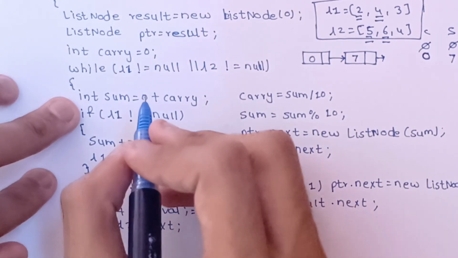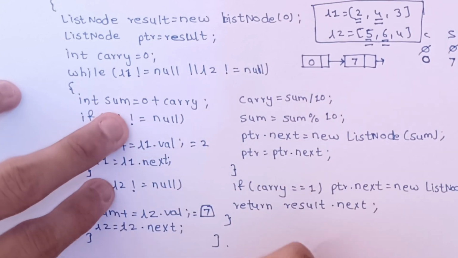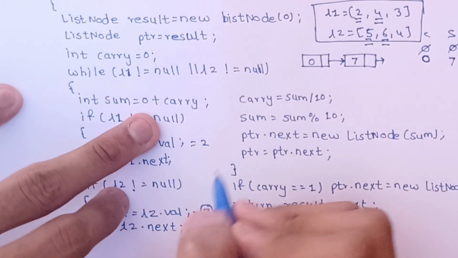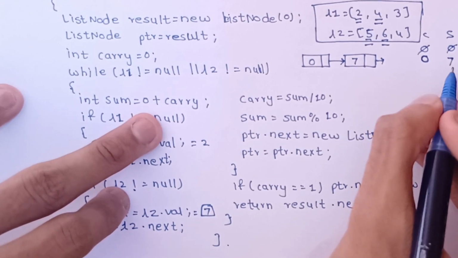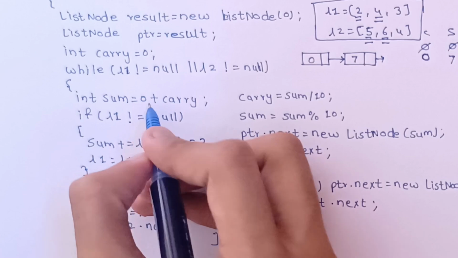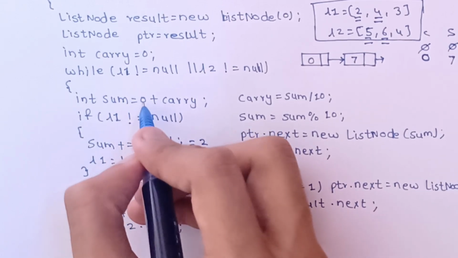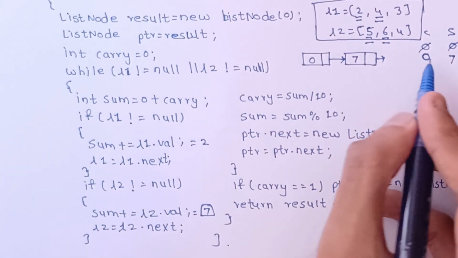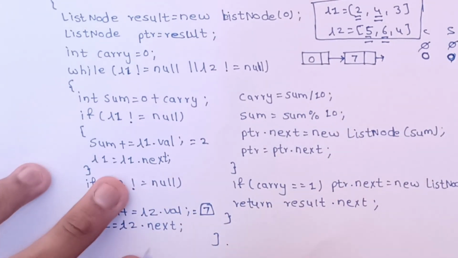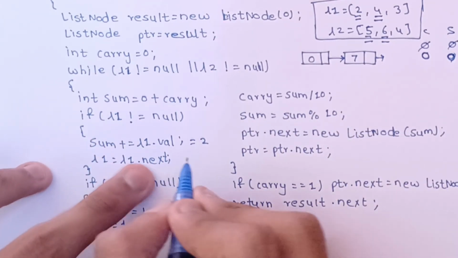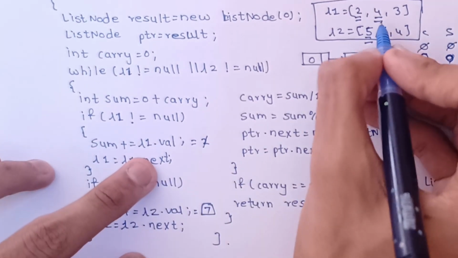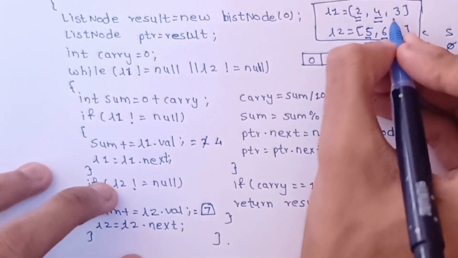Now once again I will tell you that sum is equal to 0. Sum 0 plus 0 is 0, carry is also again 0, right? Carry is here 0, and sum is 7, but we do not take sum 7. Why? Because sum is equal to 0 plus carry, and 0 plus carry means 0, so sum will be again 0. So again it will run this. Now this is cancelled. Now sum plus L1 value is 4, and we have to move forward again.